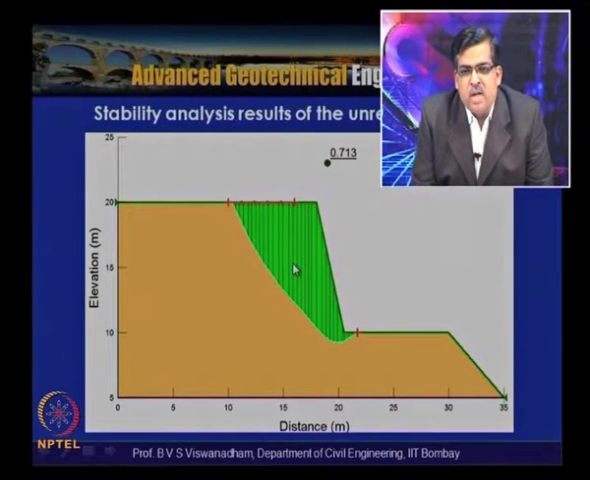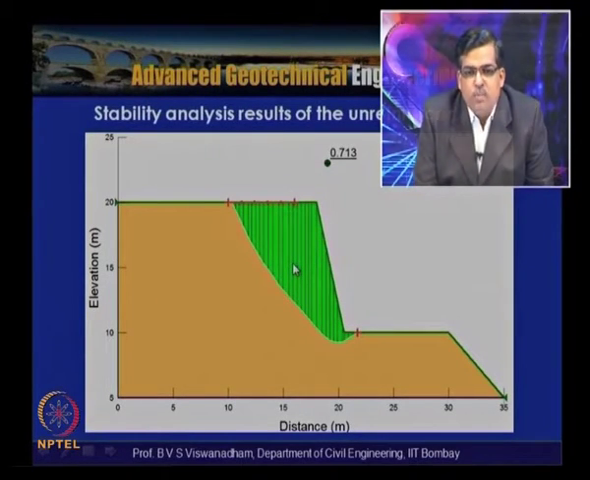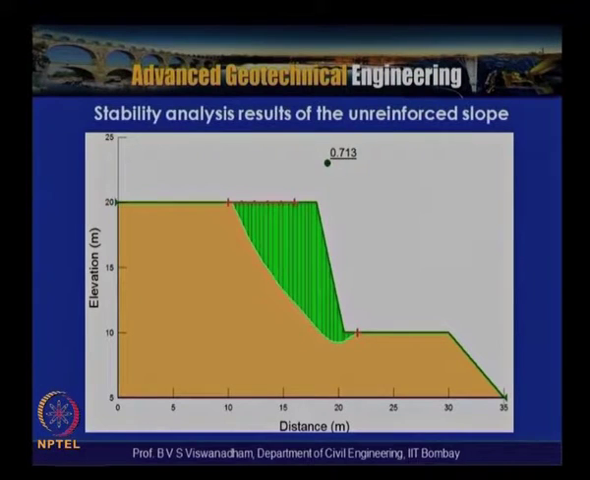Then these are the stability analysis results of the unreinforced slope. It can be seen that for this particular height and the properties given, the slope has already gone below the factor of safety of 1. So the stability analysis results of the unreinforced slope cross section shown here imply that the slope has already undergone failure.